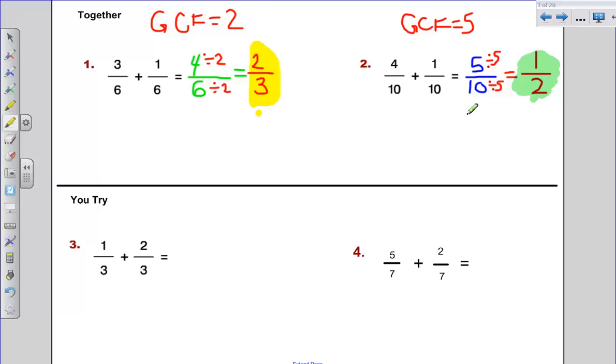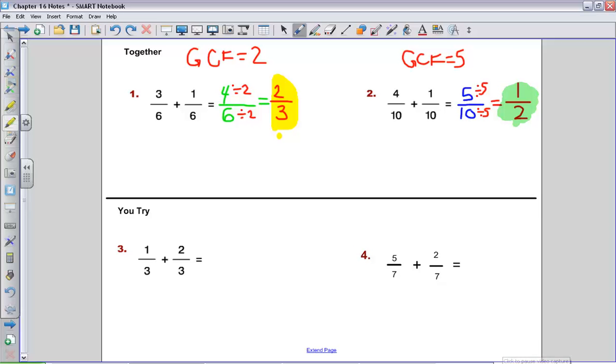Okay, and again, that should make sense. If I have 5/10, I can tell that that's going to be 1/2. Alright, so now you're going to try number 3 and number 4 by yourself, and we'll come back and check your answers in just a minute.